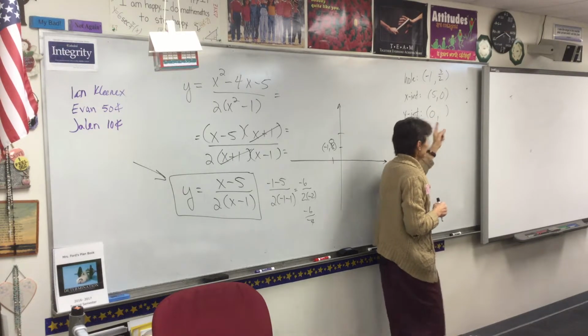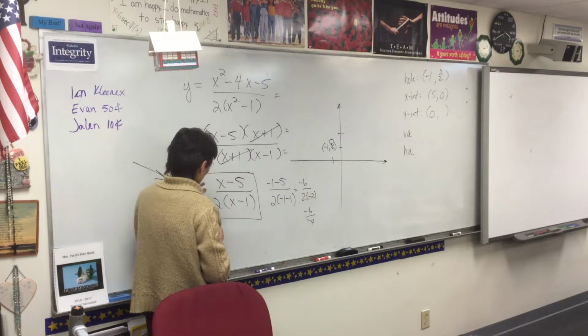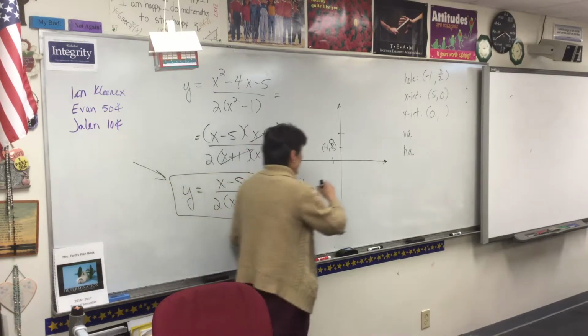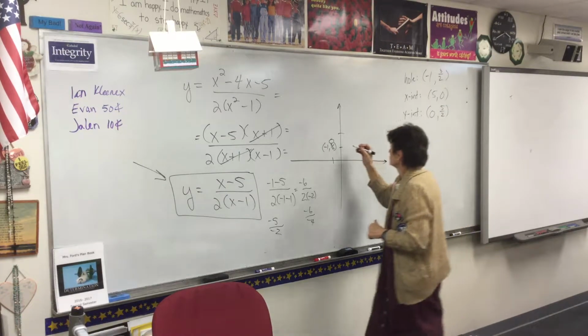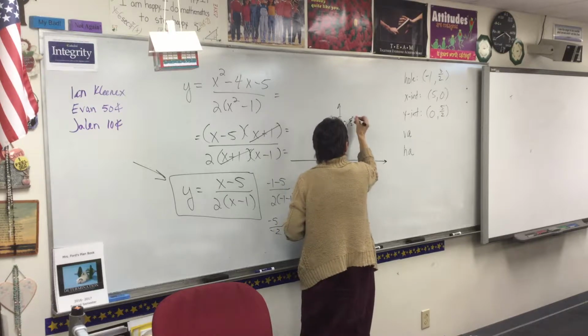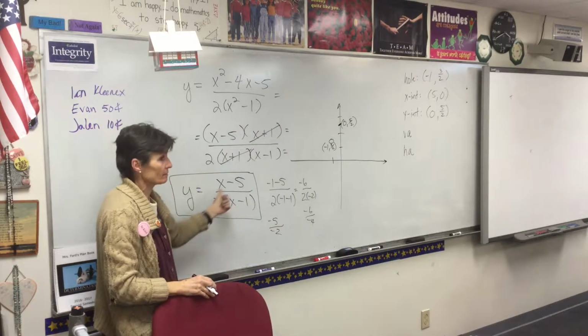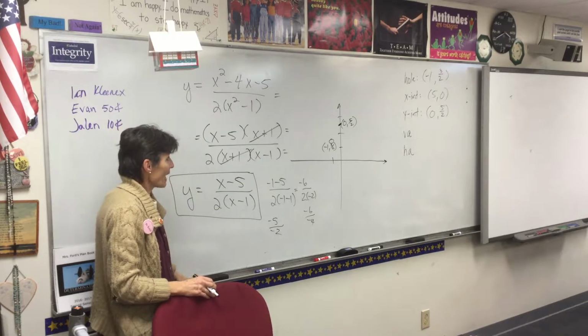Now we know x is 0, so if we plug in 0, what are we going to get? -5 over -2, 5/2. Over what? Over 2. Okay, I'm just plugging in 0 for the x's. That shouldn't be a challenge for you. Plug it in. Now what about my asymptotes? Where are they going to be?